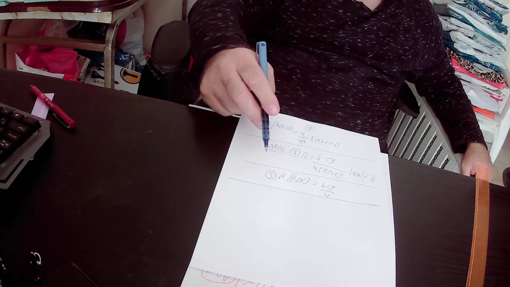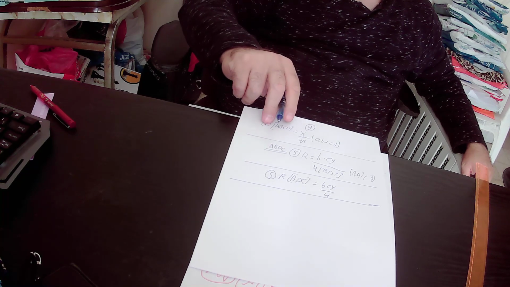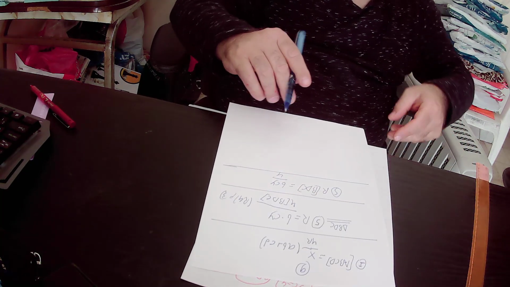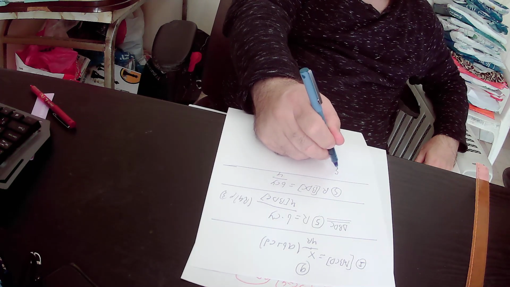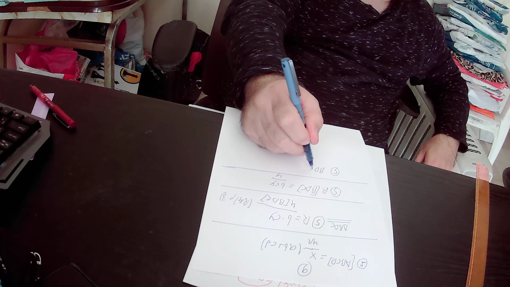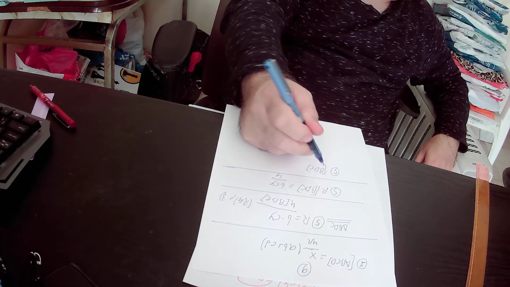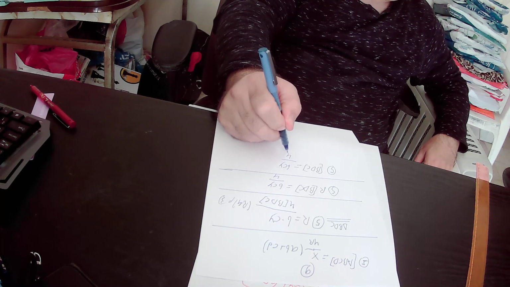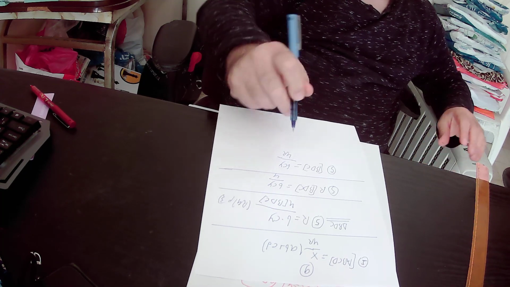Here we will divide equation number 5 by R, and we will get that the area of triangle BDC, according to equation number 5, equals BCY over 4R. Okay?